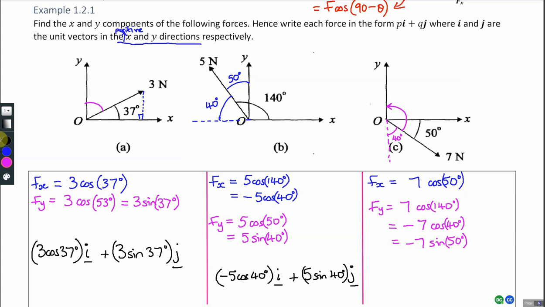So now we can write it in vector form. And it doesn't matter which version you go for, as long as it's correct. There's the one I've gone for. So that completes an introduction to resolving forces and example 1.2.1.